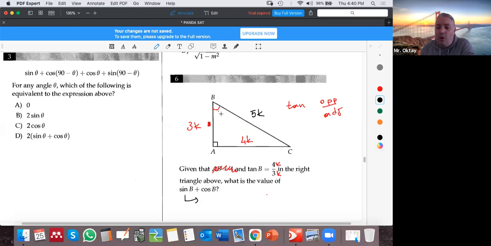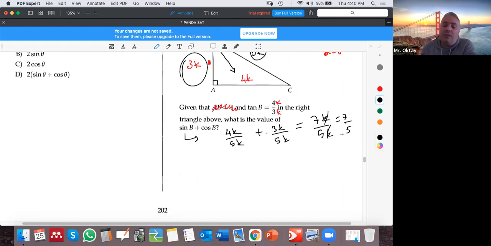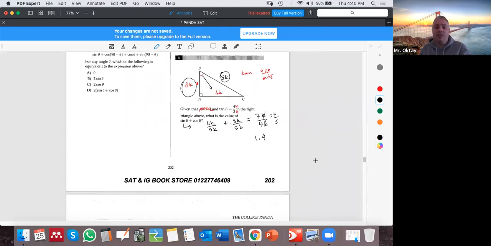Sine of B is opposite of B divided by hypotenuse, which means 4K divided by 5K, plus cosine of B, which is 3K divided by hypotenuse 5K. So it will be 7K divided by 5K. K and K simplify. It will be 7 over 5. That's it. If you wish, you can use the calculator and write it as a decimal number, which will be 1.4. We solved the question.